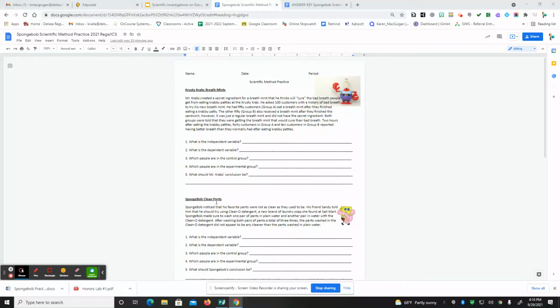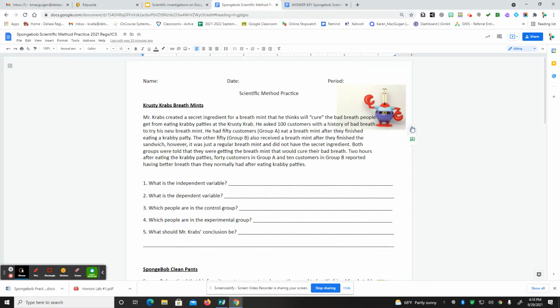Hello, I'm here today to explain the assignment that we are going to be working on in class. This is, again, more practice on the steps of the scientific method. With this example, we are going to be using SpongeBob. Many of you are familiar with the characters of SpongeBob, so we're going to be using characters and scenarios from those episodes.